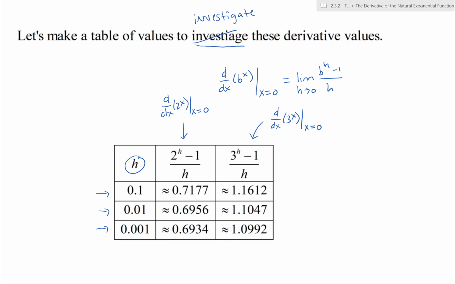And as we see, as h gets very, very tiny, it seems to be that the derivative of 2 to the x at 0 is about 0.6934, and the derivative of 3 to the x at x is 0 is approximately 1.0992.